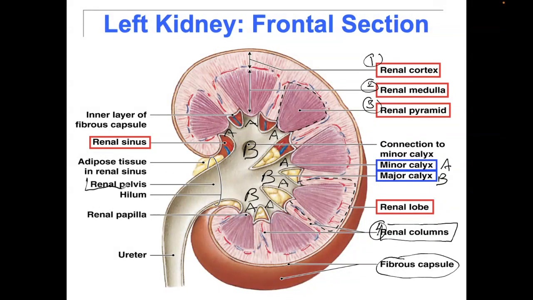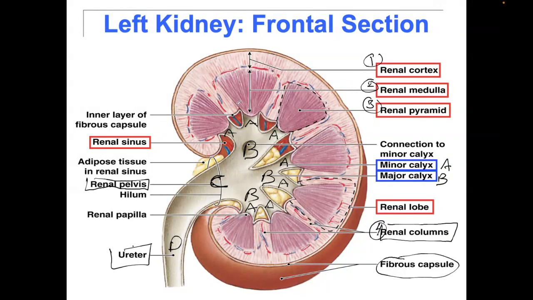The renal pelvis we'll call C, and then the ureter we will call D. So that's kind of the flow: A, B, C, D. Minor calyx, major calyx, renal pelvis, ureter.